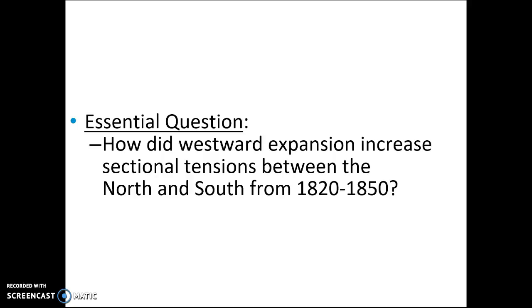We're going to go over it in class, do a little writing assignment with that, and make sure that we are able to appropriately answer that once we have finished the notes for this. But again, how did westward expansion increase sectional tensions between the North and South from 1820 to 1850?